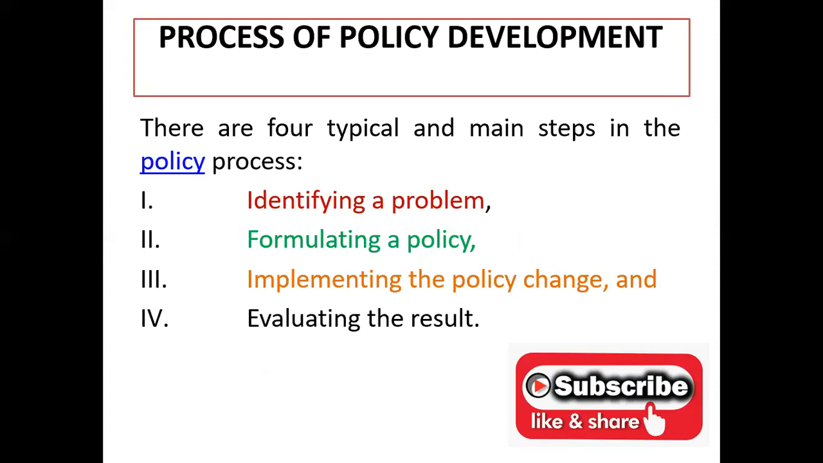What could be the well-defined way of having a policy? Policy development becomes critical. There are four main steps or stages to ensuring that an effective policy is developed. The first stage in policy development is identifying a problem. Secondly, formulating a policy. Then thirdly, implementing the policy and also implementing any changes. Then lastly, evaluating the policy and the results.